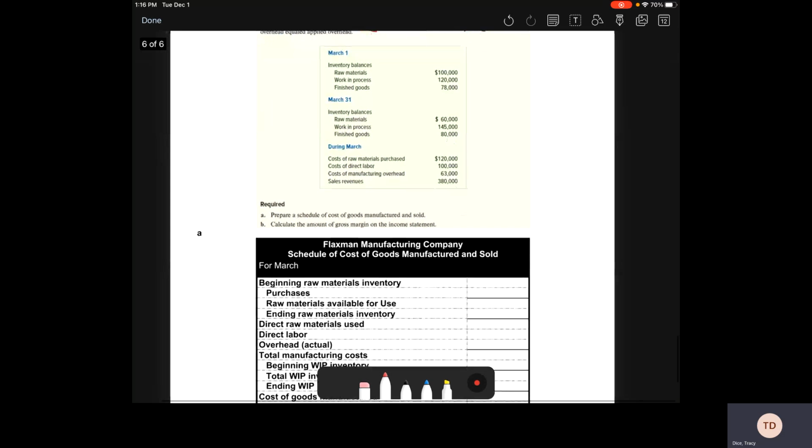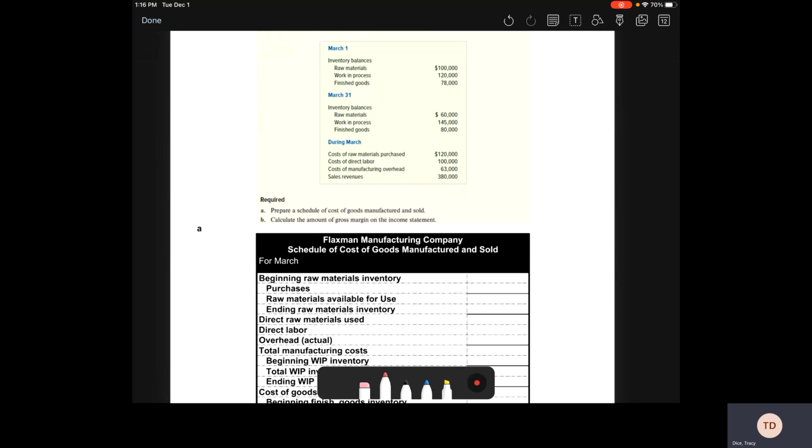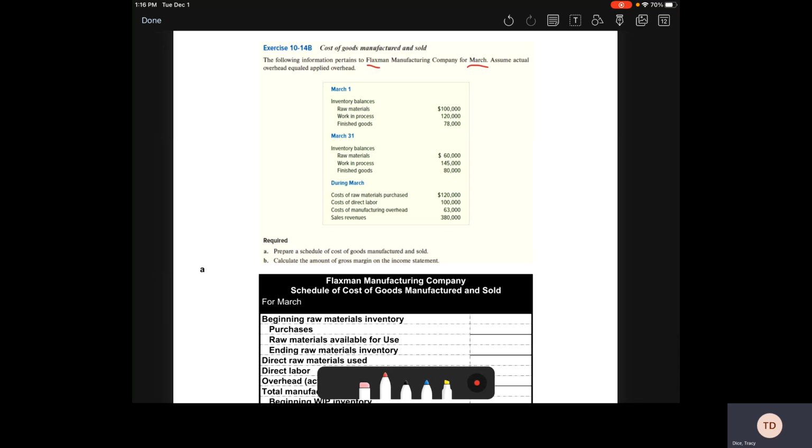So to start off our schedule, we're going to look at our beginning raw materials inventory. What did we have for raw materials at the beginning of the month? We had $100,000 worth of raw materials. So that's all we start with. Now we want to know, what did we purchase in raw materials during the month of March? Looking at this part, during March we purchased $120,000 worth of raw materials.